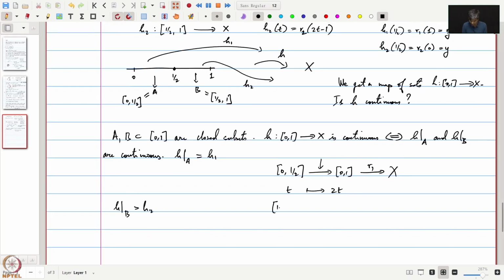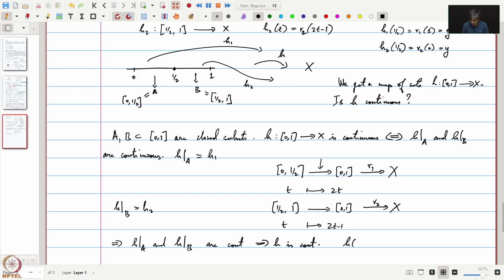Similarly, H restricted to B is equal to h2. What is h2? First we go from [1/2, 1] to [0, 1] by t goes to 2t - 1, and then we compose with gamma 2. Gamma 2 is continuous, and this map t goes to 2t - 1 is continuous, because we have seen that all polynomials in the coordinates are continuous. So this composite is continuous. This implies that H restricted to A and H restricted to B are continuous, which implies that H is continuous.